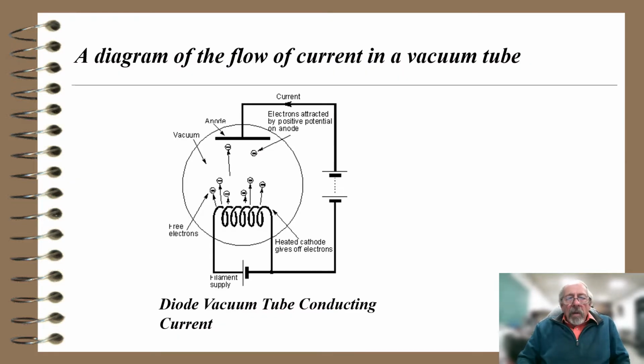So we've seen this before as a diagram of the flow of current in a vacuum tube. Again, you have a negative element that's heated up. Electrons tend to boil off of it, if you use an expression. And you have a positive plate in there. What happens? You have a vacuum, so there's no air to resist the flow of electrons, and it turns out the electrons will flow to the anode. So it's a diode vacuum tube conducting current.